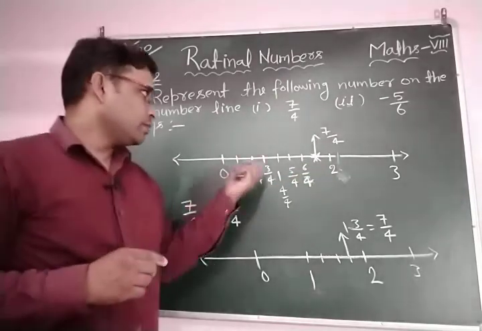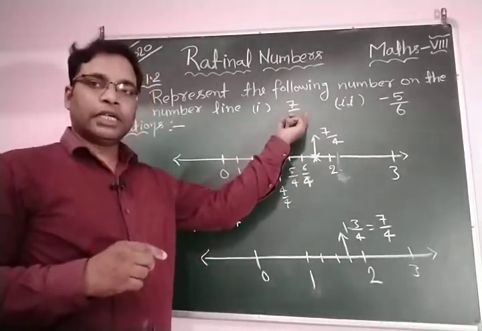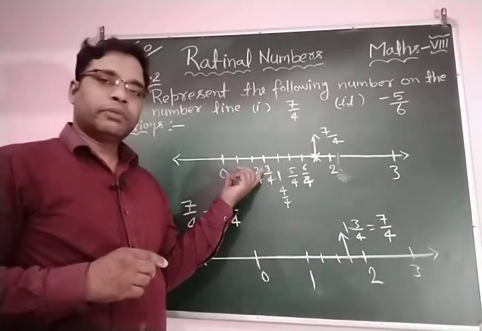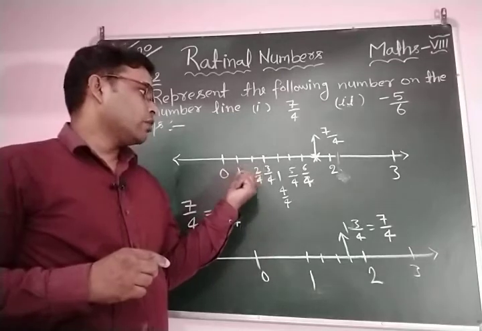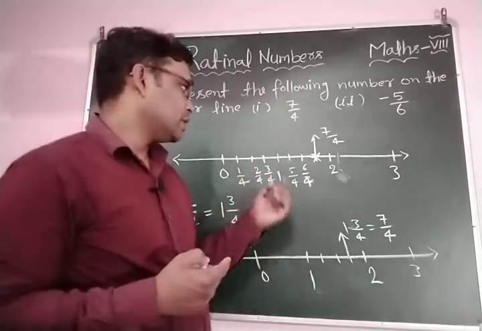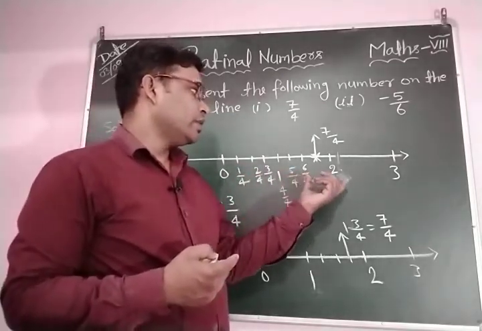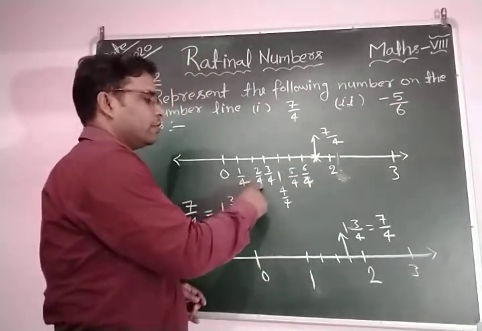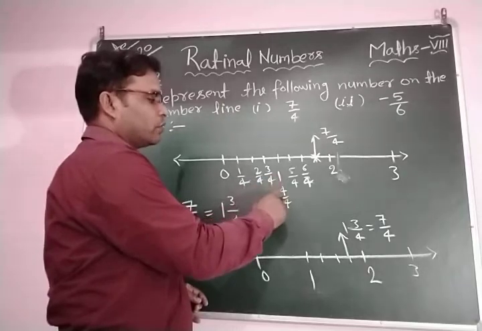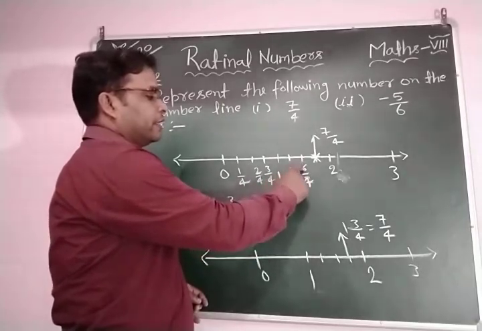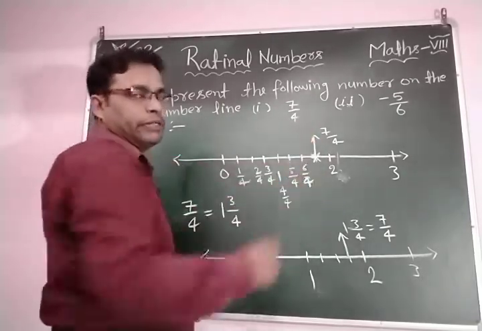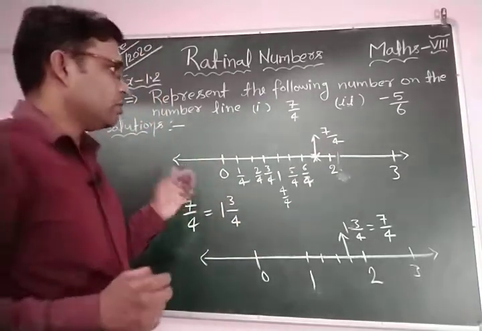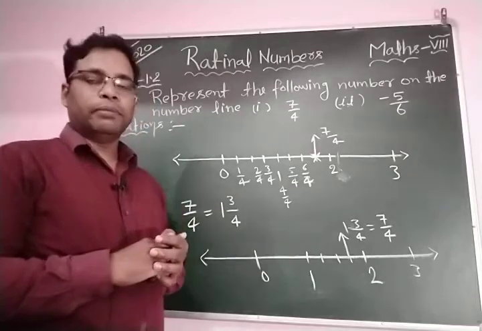Okay, so here you can see the denominator is 4, so we divide the line segment between 0 to 1 into 4 equal parts. Again we divide the line segment between 1 to 2 into 4 equal parts, and we count here 1 by 4, 2 by 4, 3 by 4, this is 4 by 4, 5 by 4, and 6 by 4, this becomes 7 by 4. Okay, so both ways are right to represent a rational number on the number line.